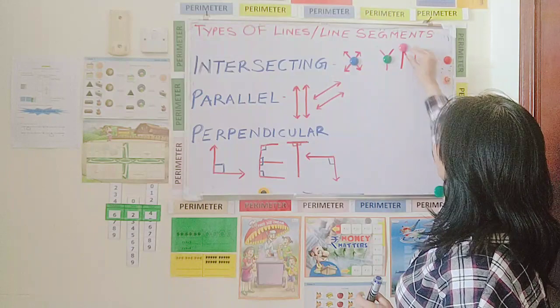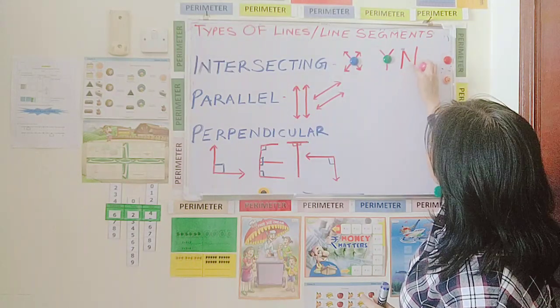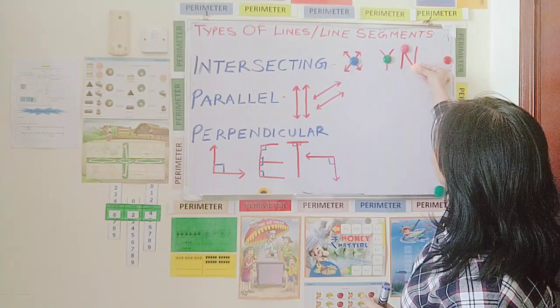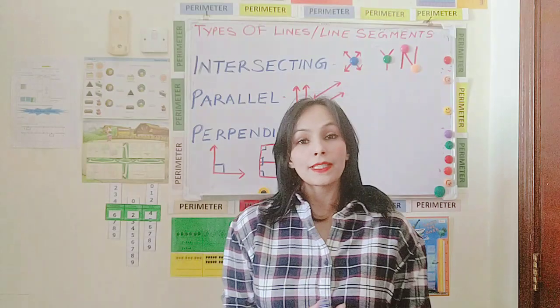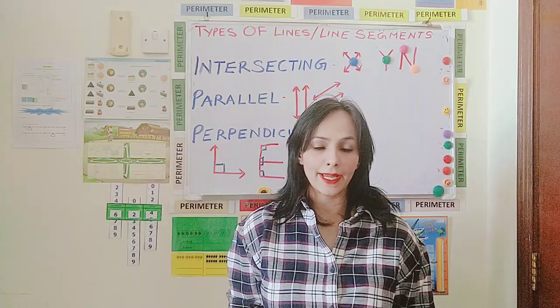Same way, the letter N I have taken from the alphabet. Now in this N, these two lines are meeting at this point, and these two lines are meeting at these points. So the easy way to remember: meeting lines are called intersecting lines.